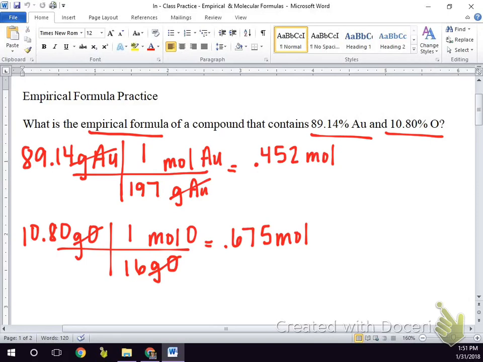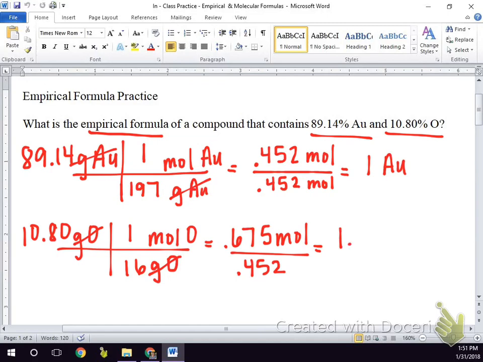We want to divide by the smallest amount now, so we'll divide both of those values by 0.452. That means we should have 1 gold atom, right? Whenever we do this step, there should always be a value that comes out to 1, because you should be dividing one of them by itself, right? Here we're going to divide by 0.452. And we get what? 1.49, right? Or 1.5 oxygen.